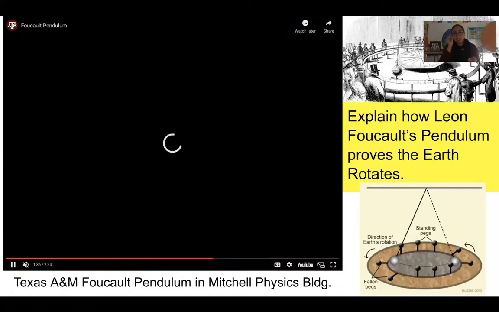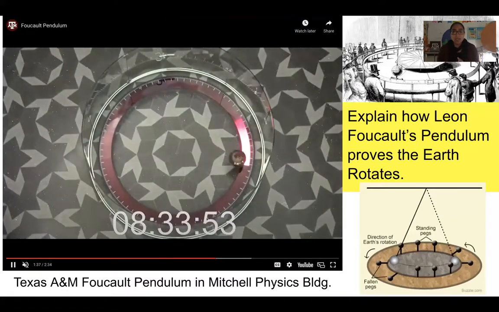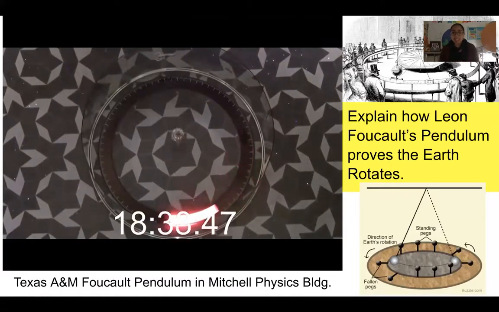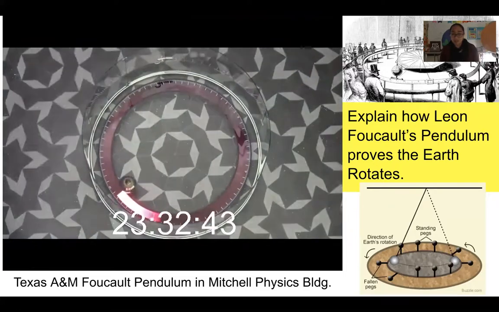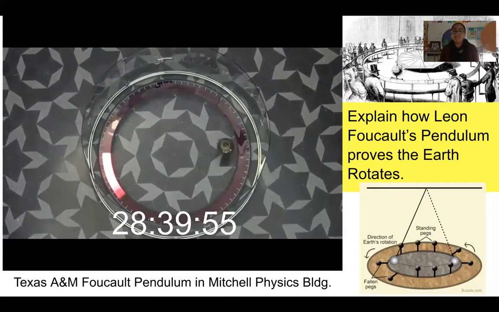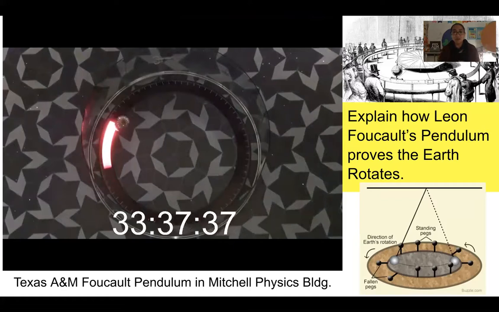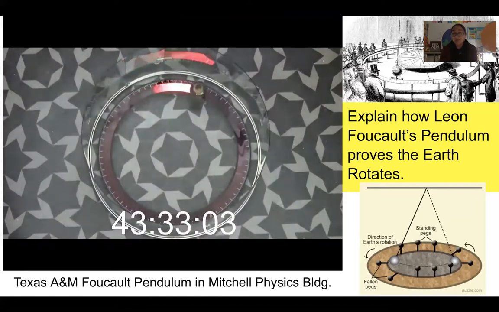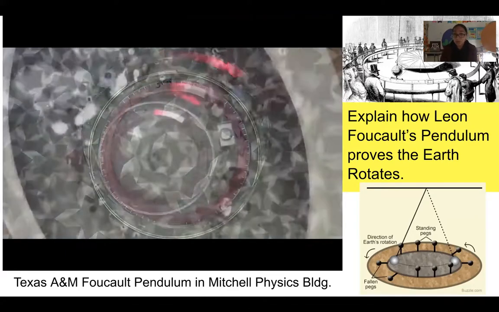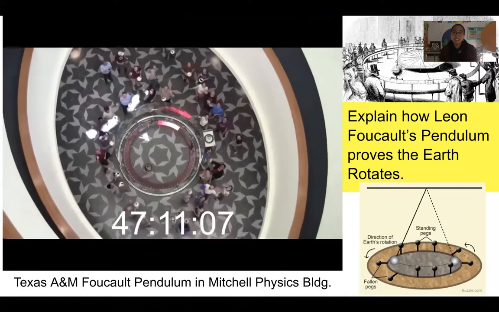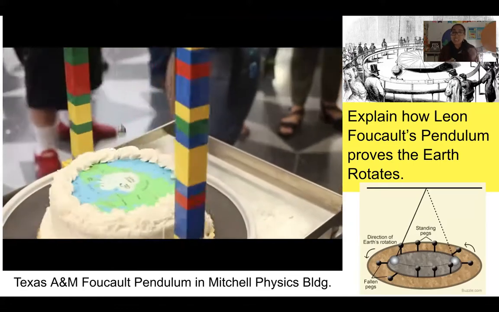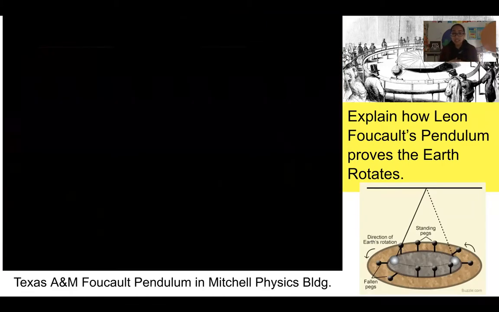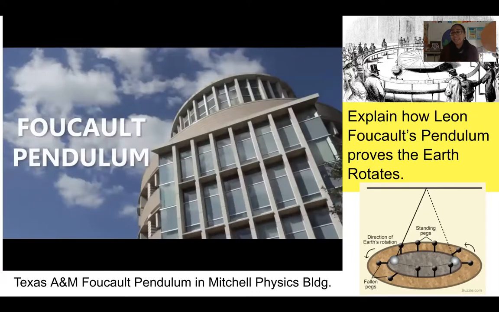So here's a quick little video that you guys can watch on your own time. If you go to YouTube and look up Texas A&M Foucault pendulum, and it's in the Mitchell's Physics building. So if you ever visit the A&M campus, please go visit that physics building and take a look at this pretty cool pendulum. It is over 7 stories tall, and that pendulum bob at the end is over 400 pounds. So it's a huge pendulum. But I want you guys to think about and explain, how does Leon Foucault's pendulum prove that the Earth rotates? So take a look at that video on your own time and see if you can answer that question.